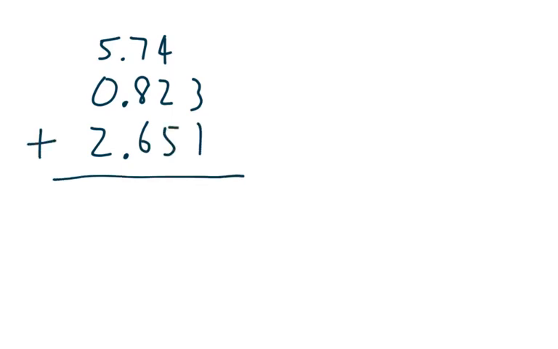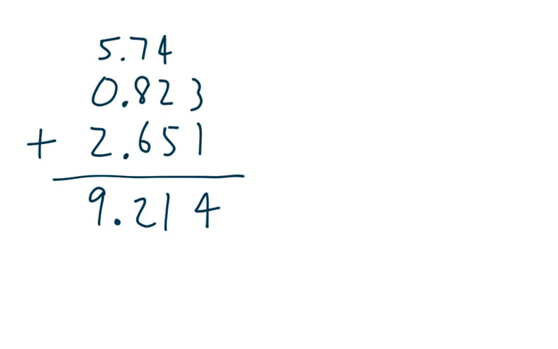Now, when I do this, you must align the numbers. The next number was 0.823. Notice how I'm aligning everything according to the decimal point. And then the next one was 2.651, and we were asked to add the three numbers. If you get your calculator and you do the math, you're going to get 9.214.